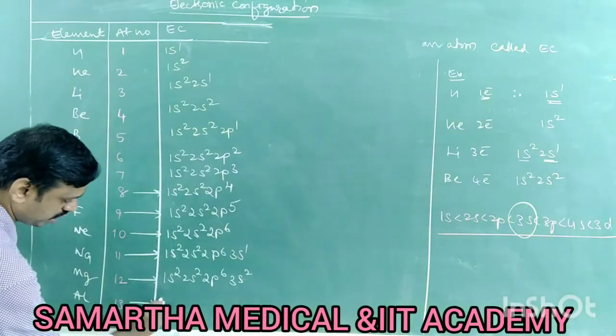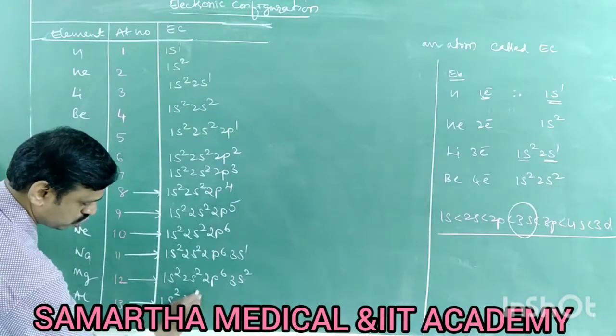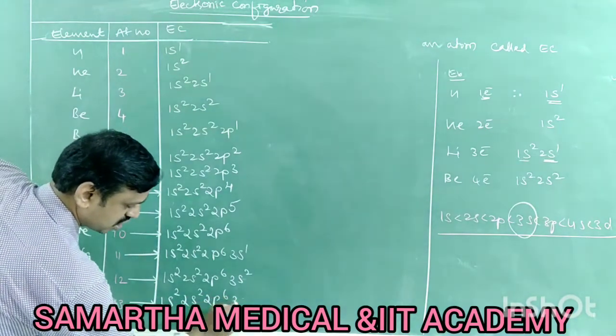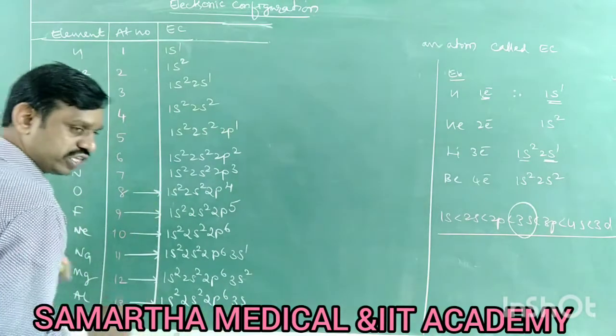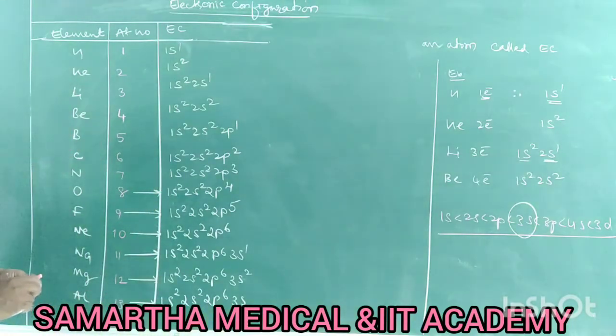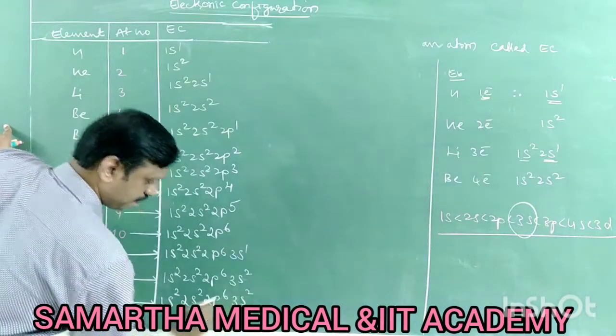Next here, aluminium, 1s2, 2s2, 2p6. Then, can we write 3s3? No. An s orbital can accommodate a maximum of only 2 electrons. Why 2 electrons, we study in first PUC, in detail later. That's a big story. So 3s2 only.